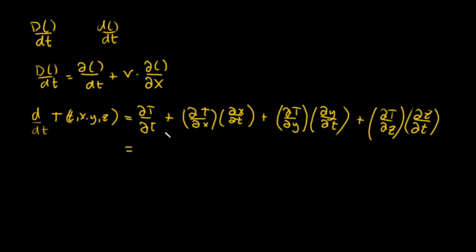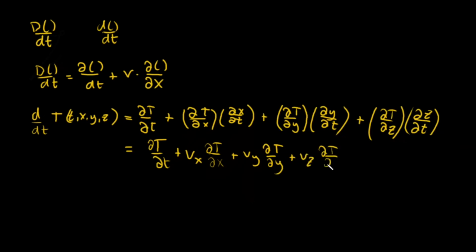This simplifies to the partial derivative of capital T with respect to t, plus the x component of the velocity times the partial derivative of T with respect to x, plus the y component of the velocity times the partial derivative of T with respect to y, and same for the z component. And this is simply equal to the partial derivative of capital T with respect to t plus v dotted with the gradient of T. This funny symbol is called the nabla symbol, or del. And this is equal to the material derivative.